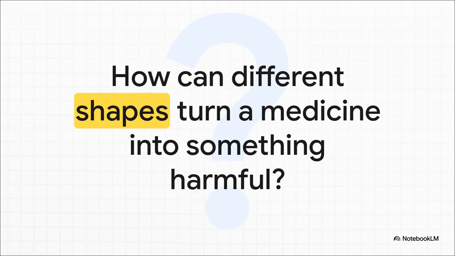So I want to leave you with one final thought to really chew on. We've seen that isomers are just different arrangements of the exact same atoms, but this small difference in shape can have enormous consequences. I mean, did you know that one isomer of a drug can be a life-saving medicine, while its mirror image twin can be completely useless or even harmful? It's just a powerful reminder of how incredibly important the shape of a molecule really is.